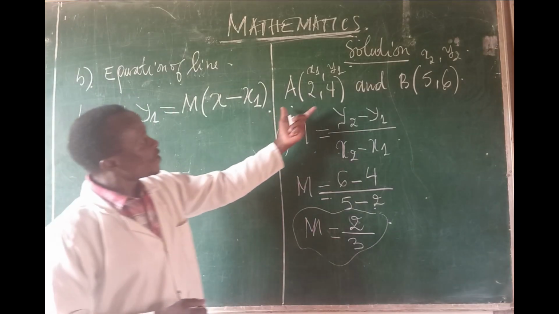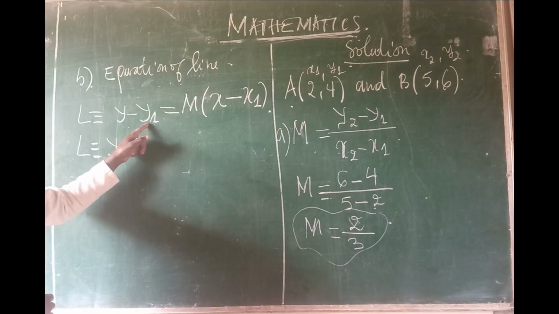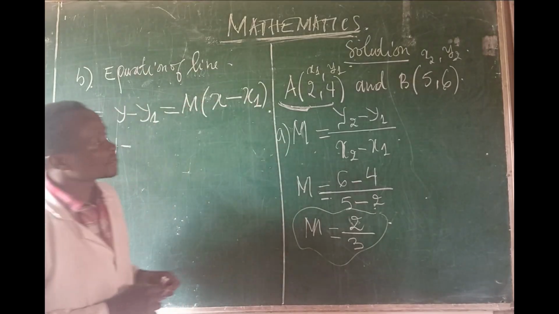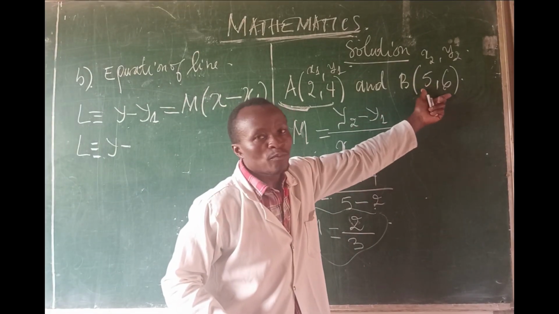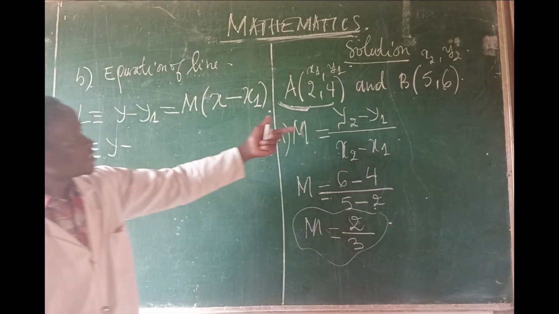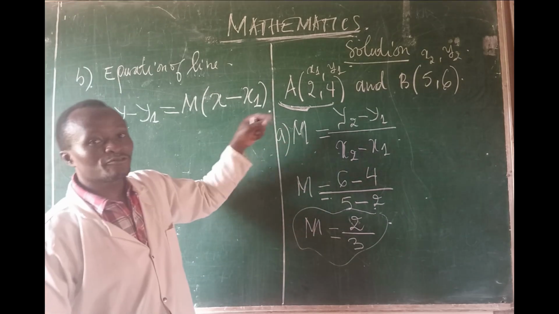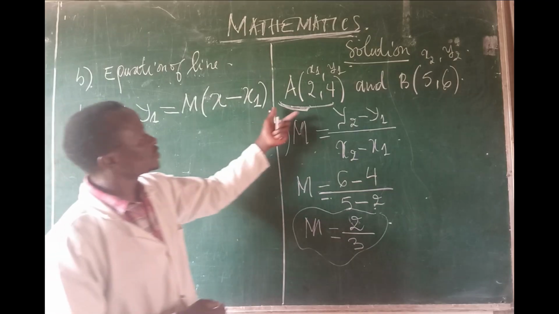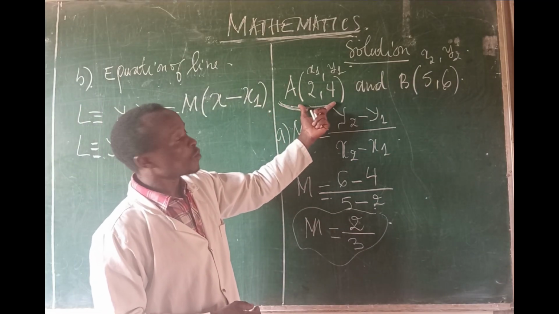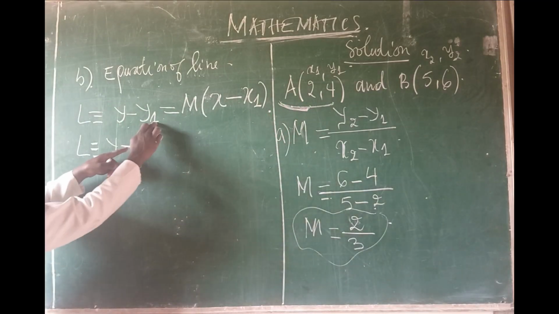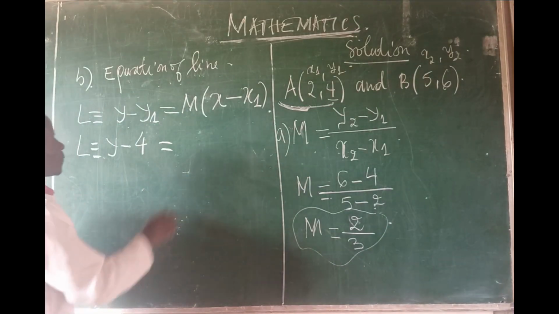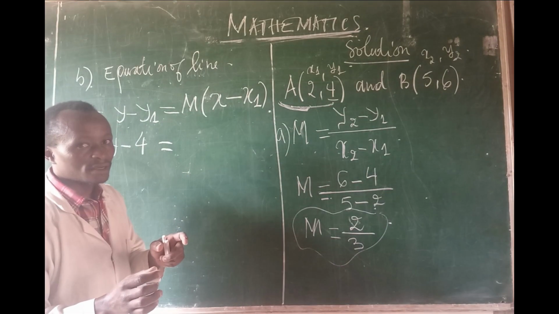So now where should we find this y1? y1 will be the point from point 1. We don't need the one from point B because we have used them by finding the gradient. So at this step, we are going to use only this point 1. So y1 is equal to 4.